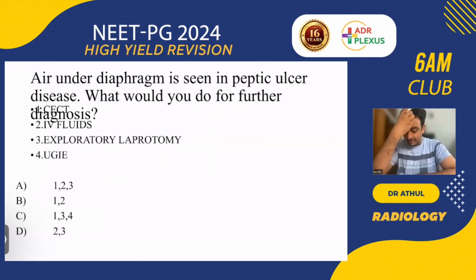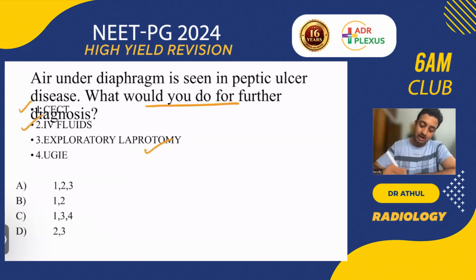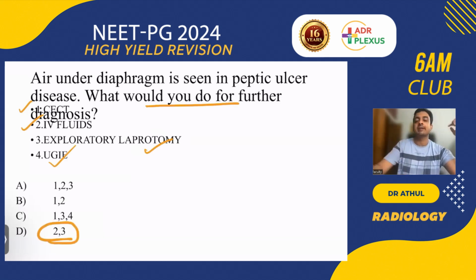So this was actually an INI-CET question. Air under the diaphragm in peptic ulcer disease. What would you do further for this patient? Whether you go for CECT, IV fluids, exploratory laparotomy, or upper GI endoscopy. Yeah, first you have to start IV fluids. That is mandatory. And after that, you will do an exploratory laparotomy. If you are confident in the diagnosis of perforation, if you are seeing air under the diaphragm, then you can go for exploratory laparotomy because you are suspecting some kind of hollow viscus perforation.